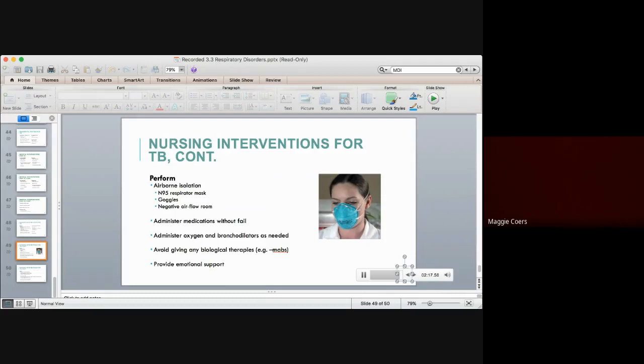The other thing with providing emotional support is the isolation alone, either if the patient is at home or in the hospital, in isolation precautions. To provide for that emotional support, screen and monitor for depression issues.